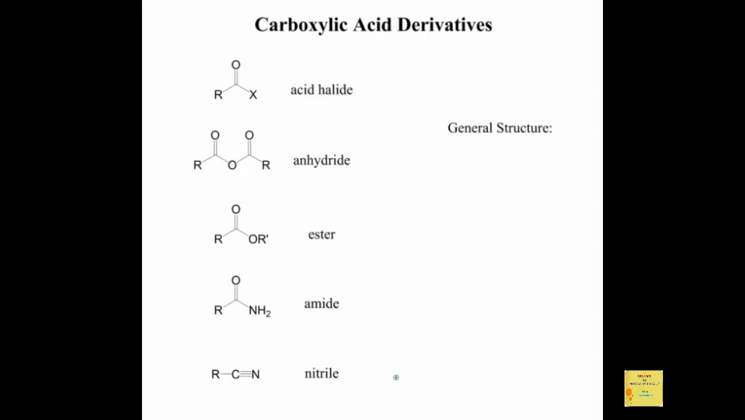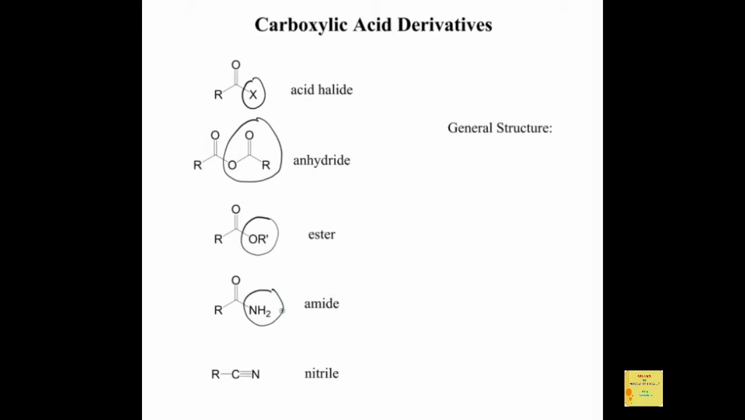So now that we know how to name a carboxylic acid, let's take a look at some related functional groups. These are called carboxylic acid derivatives because they can all be derived from a carboxylic acid. They're all related to a carboxylic acid. Okay? What we're doing is varying the group attached to the carbonyl. A carboxylic acid had an OH, right?